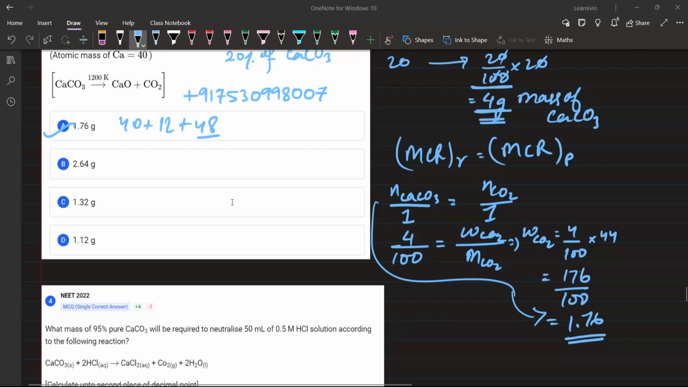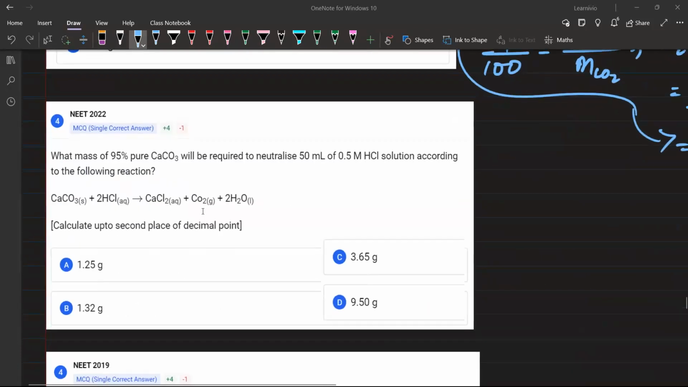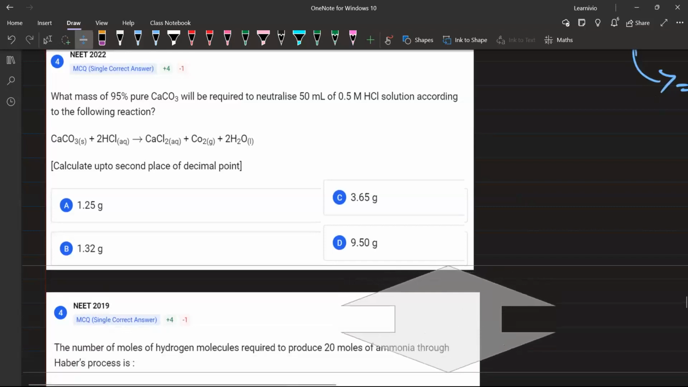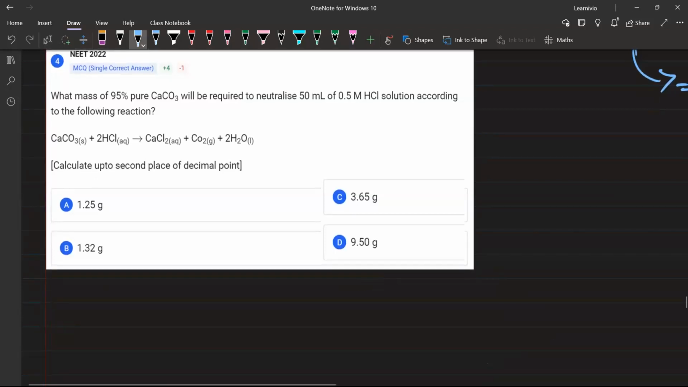Done copying, Alia? Yes, sir. What mass of 95% pure CaCO3 will be required to neutralize 50 ml of 0.5 molar HCl solution according to the following reaction?